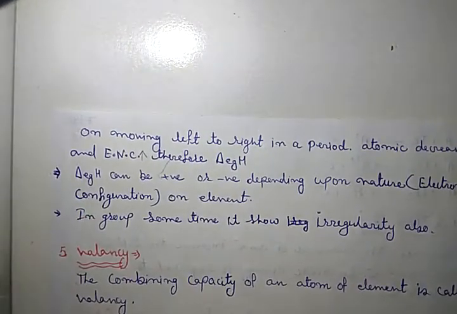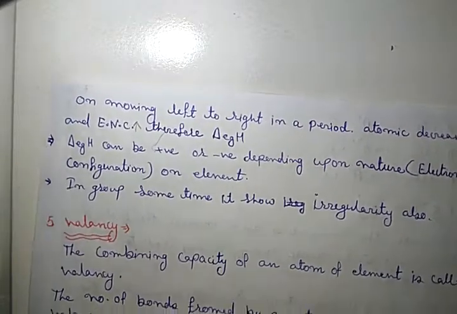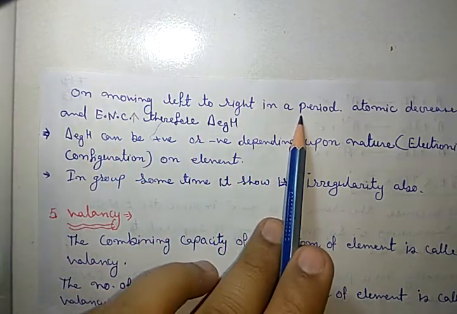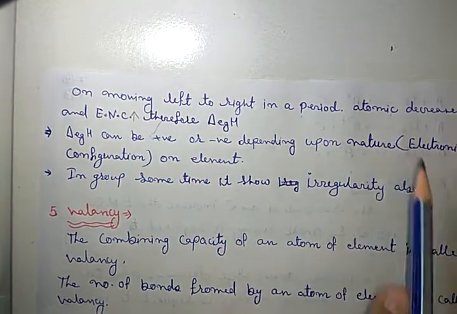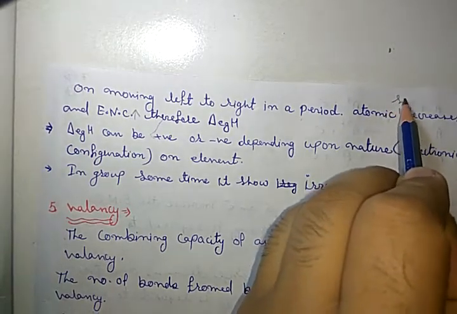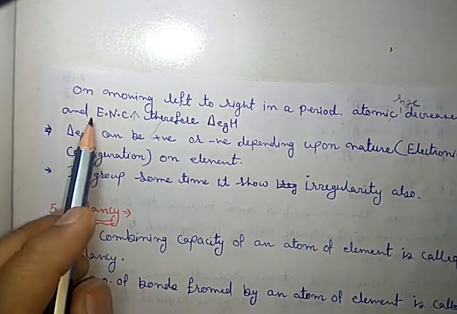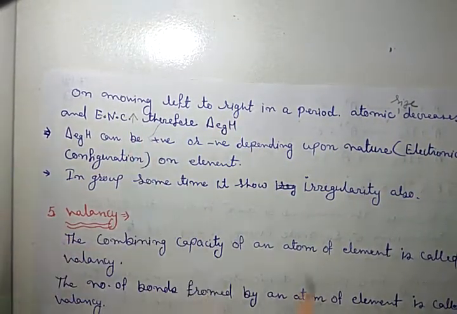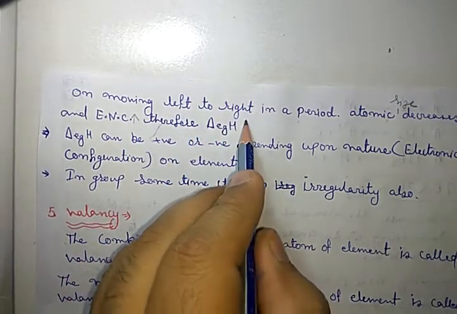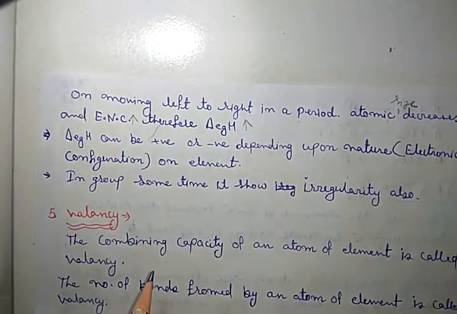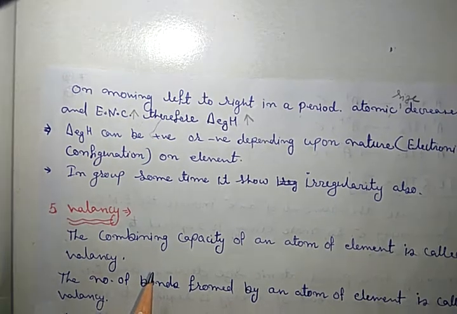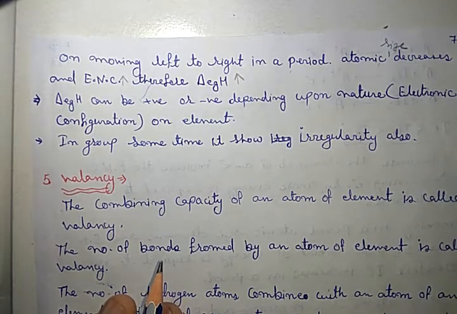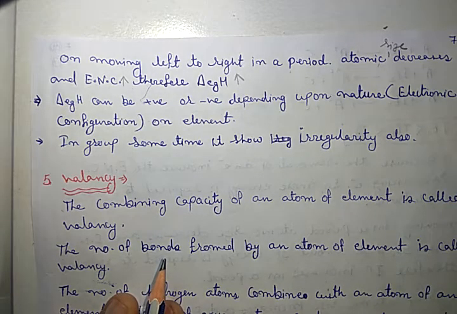If we consider the period, that means on moving left to right in a period, atomic size decreases and effective nuclear charge increases. It results in delta EGH also increasing. That means in a group, delta EGH decreases, while in a period, delta EGH increases.